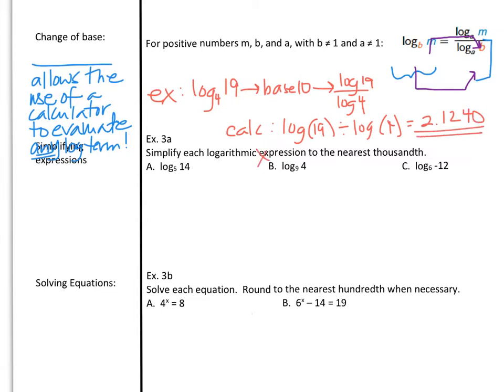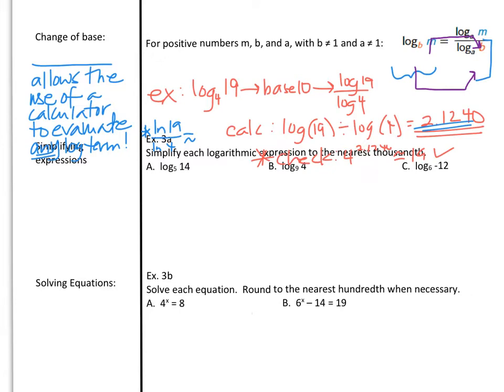And we can check that. If you take 4 to the 2.1240 power, you get approximately 19. And this also works for ln. I know we're throwing a lot in this little definition right here, but if we tried ln 19 divided by ln 4, we would get approximately that same result.